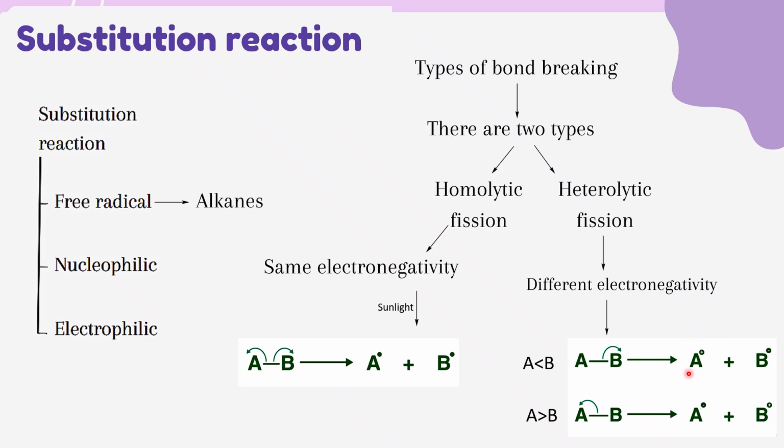Positive ion. And this positive ion is called what? Cation, and the negative one is called what? Anion. So suppose the electronegativity of A is more than that of B, then the bond breaks this way. That is, A is the anion and B is the cation. So this is how heterolytic fission happens, and this is how homolytic fission happens. But in case of alkanes, since they have atoms bonded together with the same electronegativity, they usually undergo homolytic fission.